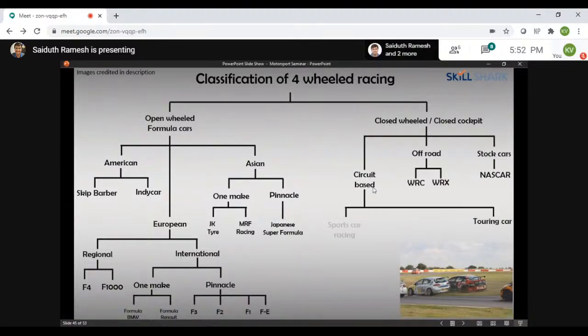Circuit-based, you have touring cars. So you have grand touring cars, like the really cool sports cars like Ferraris and Lamborghinis. But then you have touring cars, which are slightly lower variants, but still really good.